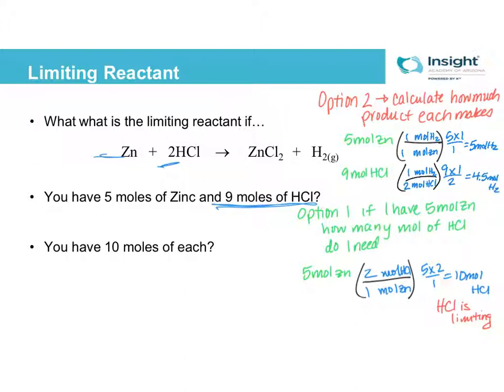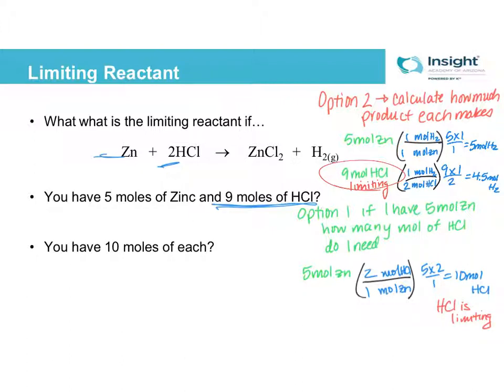Whichever one is the smaller number is your limiting reactant. So again, HCl is limiting, because that HCl can only make 4.5 moles of H2, which means we'll never get to the 5 that the zinc could provide because the HCl will run out first.